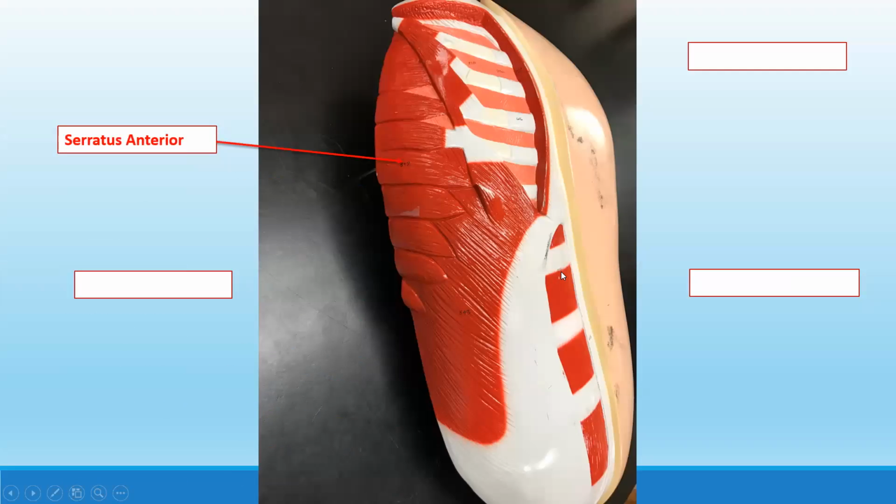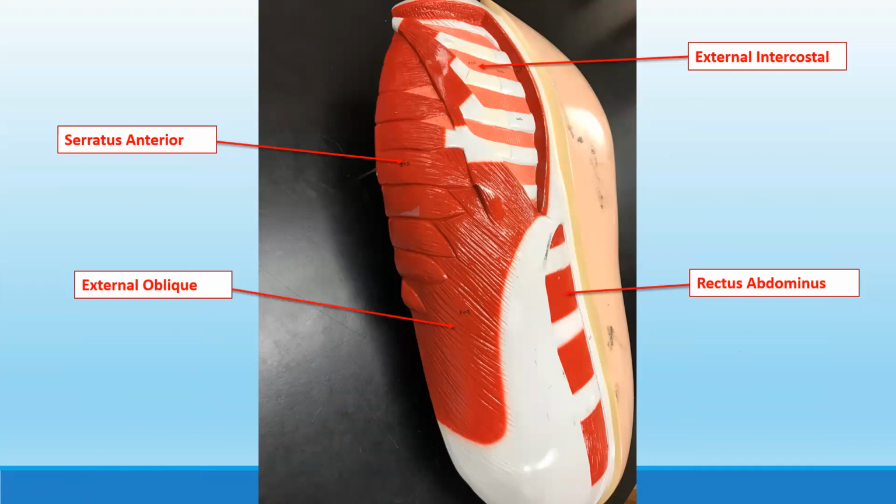Here we see, again, the serratus anterior and the external intercostal muscles. The intercostal muscles are the muscles between the ribs. When you eat ribs, that's what you're eating, intercostal muscles. There's the rectus abdominis again, and the external obliques.